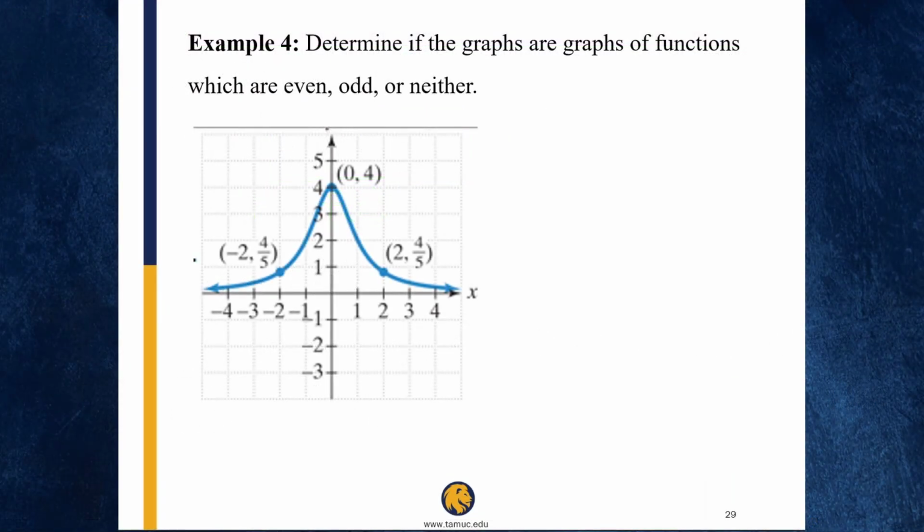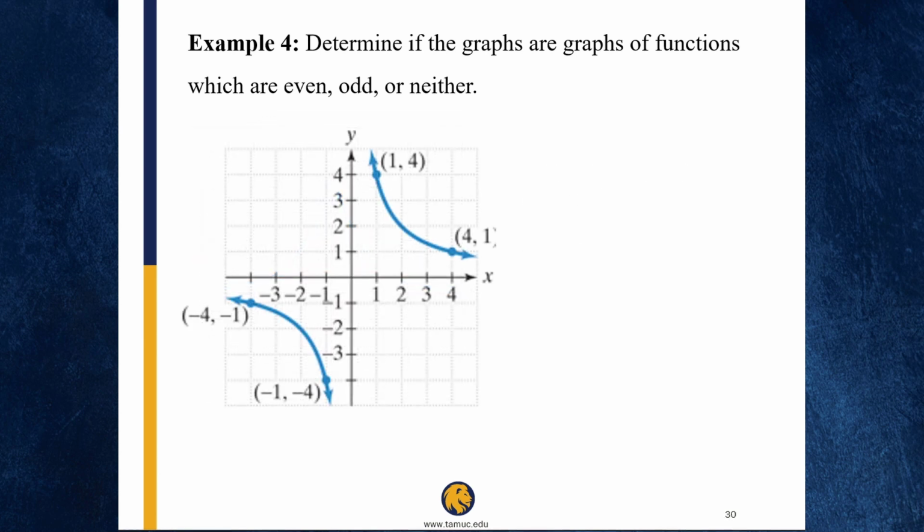For this next example, we're going to be looking at the graph and going back to the idea of symmetry within the graph to determine if we're dealing with even, odd, or neither functions. In this particular graph, it does have what we would call y-axis symmetry, since it's evenly split on either side of the y-axis. So since it's symmetric about the y-axis, this graph is generated by an even function.